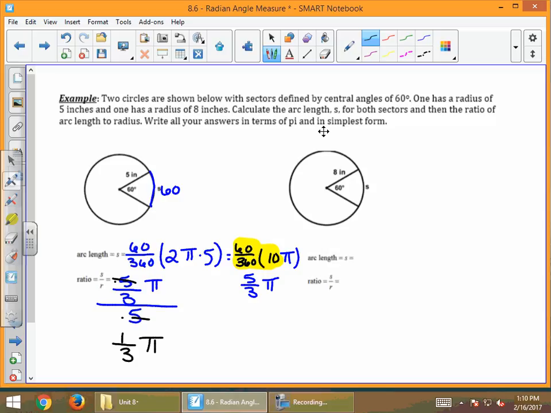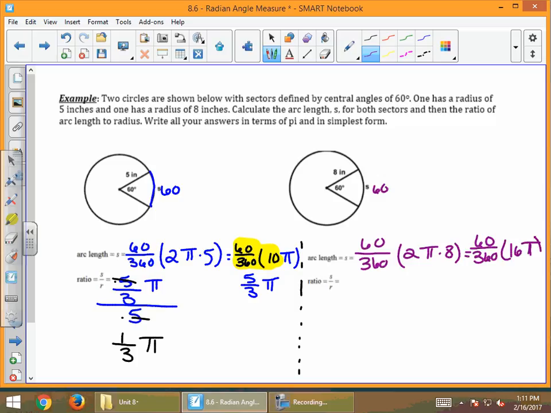Now we're going to do the same thing for this one. Find the arc length the same way. Well, the angle is 60, so that means its arc's still going to also be 60. So this step's still the same. Same angle, same first step. But the circumference is going to be different because we're dealing with a different radius. So again, 2 pi times your radius. So in this case, it's 8. Clean it up. What's 2 times 8? 16.